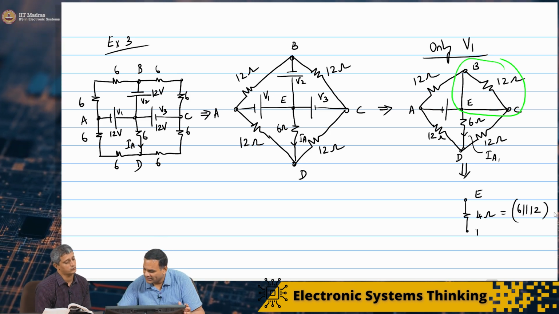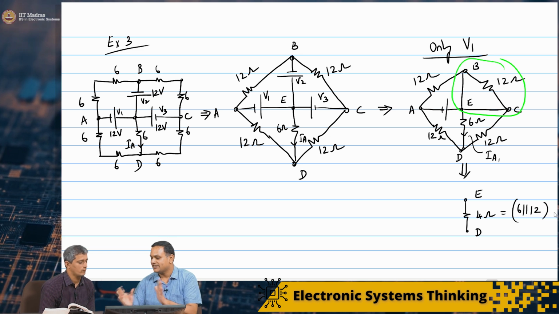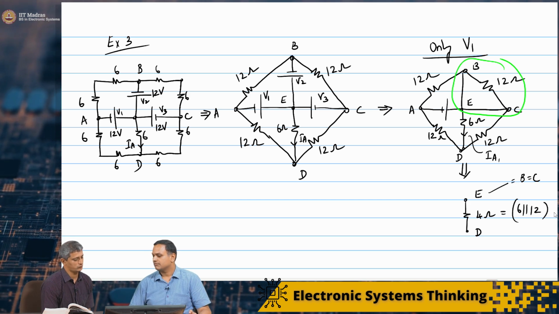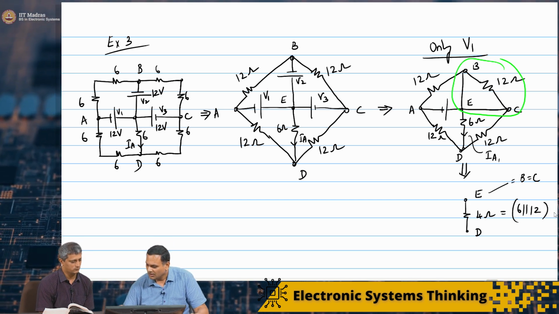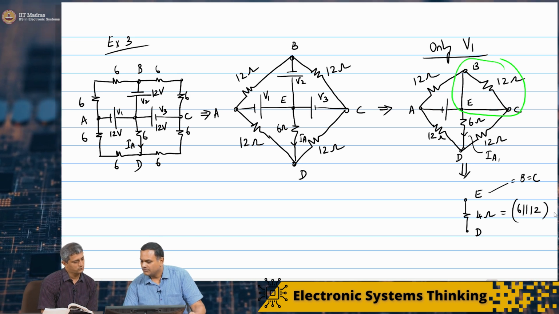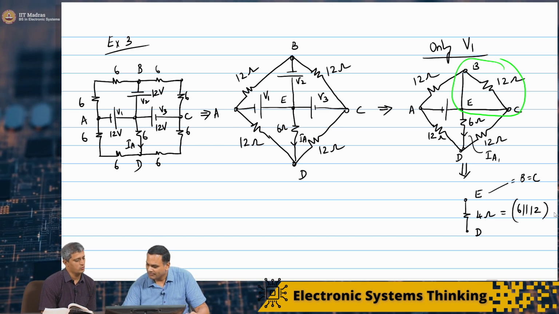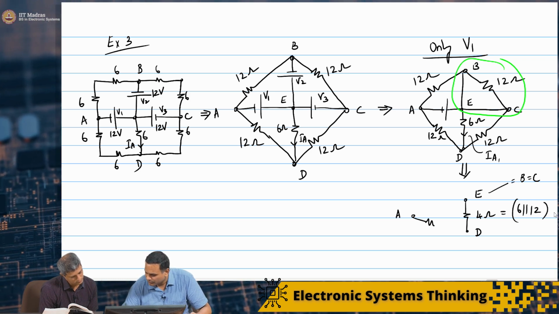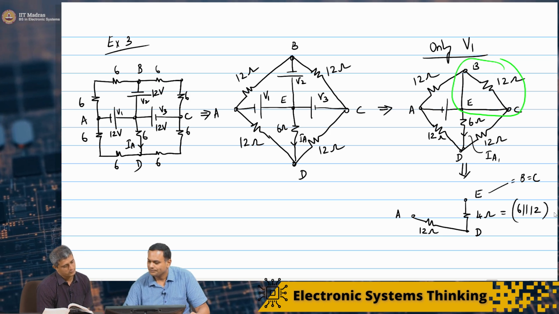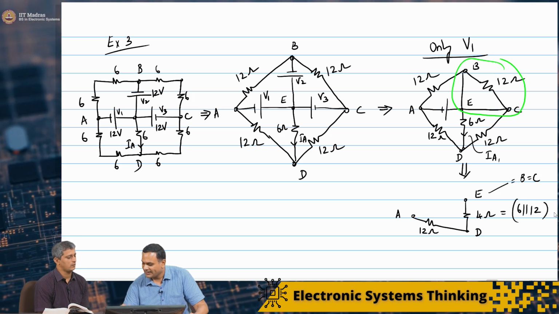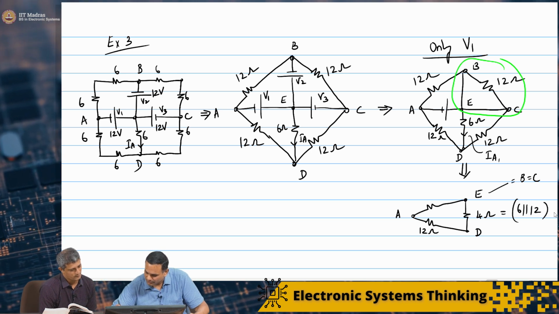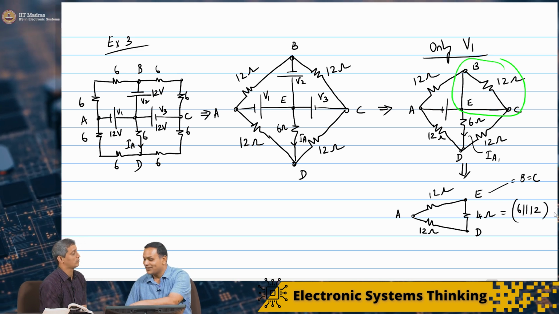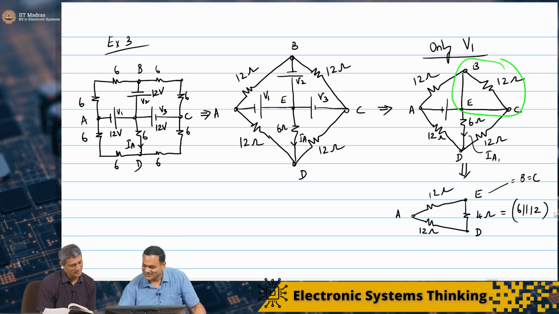So now let's call this D. I have just combined B, E and C. Then between D and A, I have a 12 ohm. Between A and E, I have 12 ohms. And between A and D, I also have the voltage source, something that we saw before.